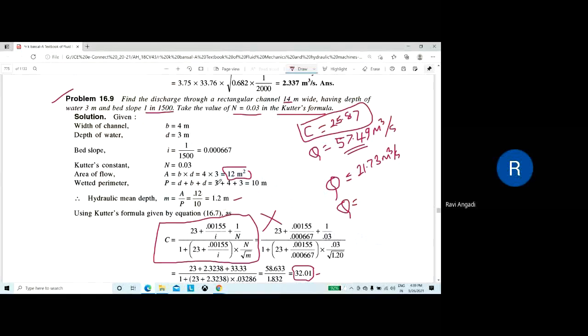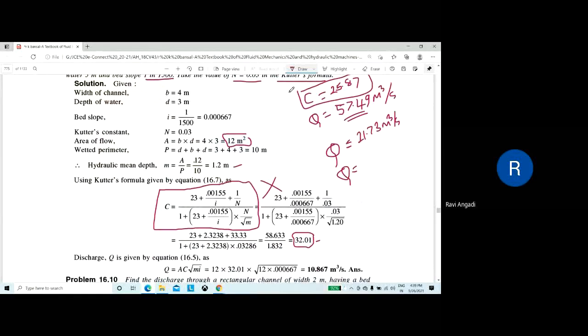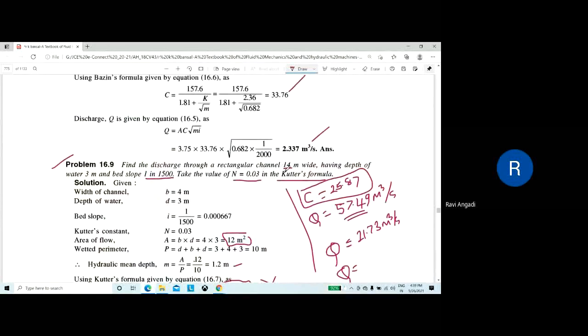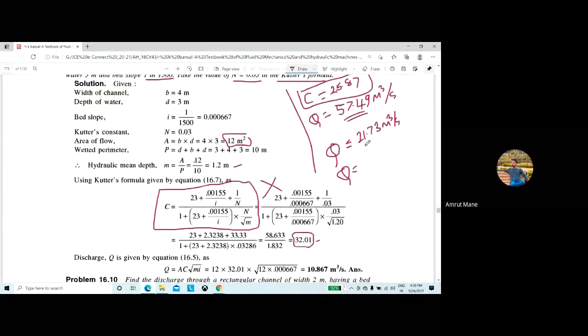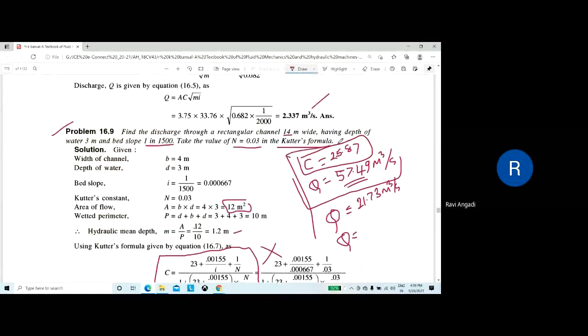Okay, leave about this one. You leave this one. I'm asking as per the problem. If you take 14 meter and 3 meter wide, so what is the answer? Sir, 25.87 and 57.49 is correct, sir. Okay. Then just all of you please cross verify this answer.